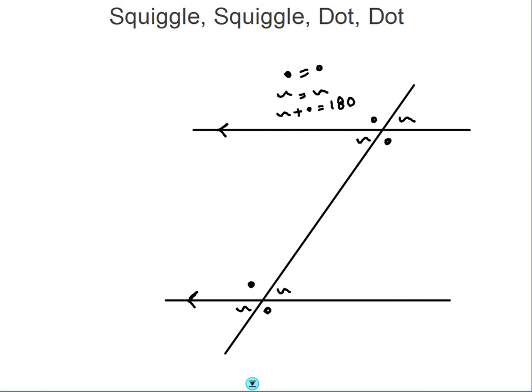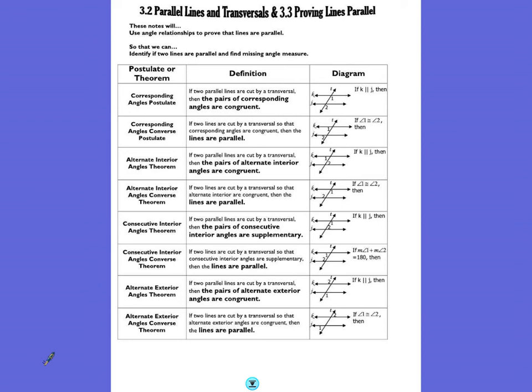So we're going to skip over the homework there real quick, and now we're going to jump to 3.2 and 3.3. And we're going to quickly outline our postulates and theorems for this lesson, and then we're going to go ahead and try some practice.